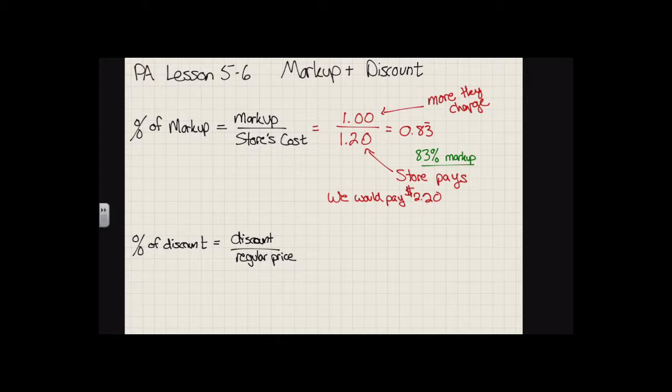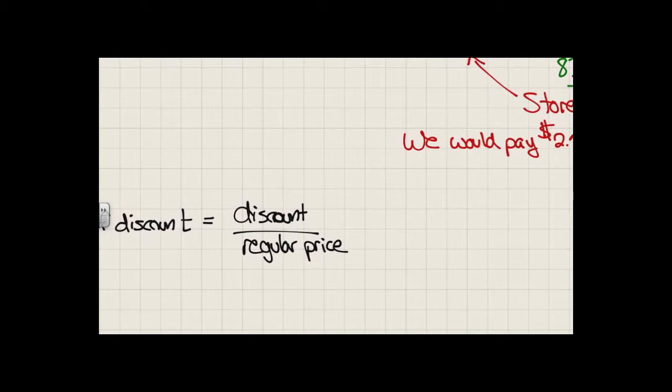Now, discounted price. How much something has been discounted. Let's say that you need a new pair of shoes. Normally these shoes have a regular price. Let me go ahead and pick a different color here. They have a regular price of $99.